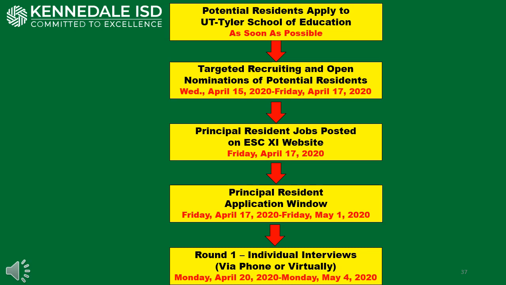KISD leaders have started the targeted recruiting and open nomination processes. Because of our compressed timeline, KISD teachers and staff members who are even remotely interested in applying for a resident position are encouraged to immediately apply to the UT Tyler Graduate School. Classes begin on May 11th, 2020. KISD will post principal resident positions on the Region 11 job board on Friday, April 17th, 2020. The application window is Friday, April 17th to May 1st of 2020.